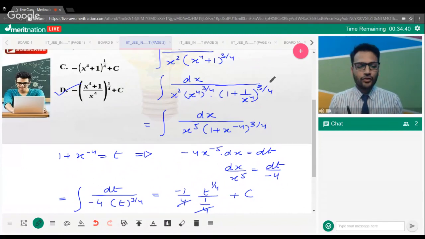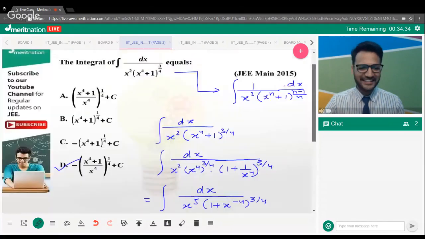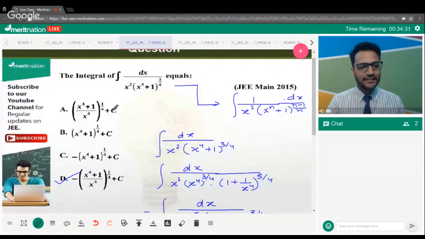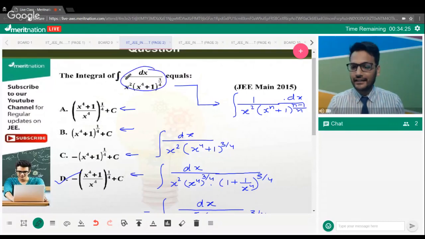Option 2, go by the options as well. What do I mean by that? You can choose the options over here and you can try and differentiate these options to get the integrand. Whichever option gives you the integrand, that will be the answer to the question.